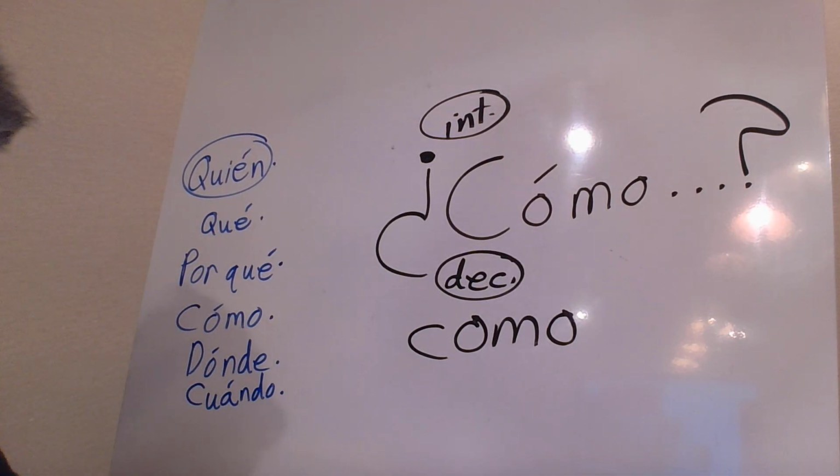Interrogative, ¿cómo? How? And then como, the declarative, is just you're communicating information. Could be like or as, could be part of a como más infinitivo phrase like yo sé cómo patinar en el hielo. I know how to skate on the ice. So como has different functions, whether it's interrogative or declarative. Okay?